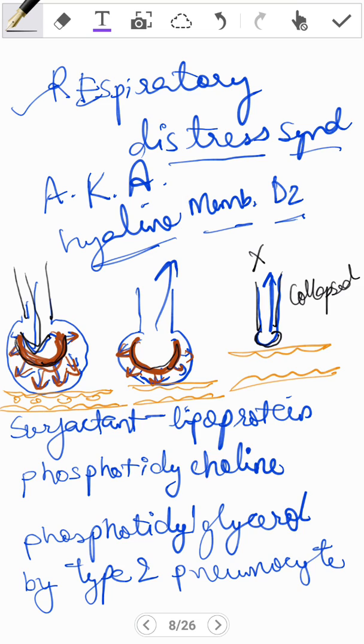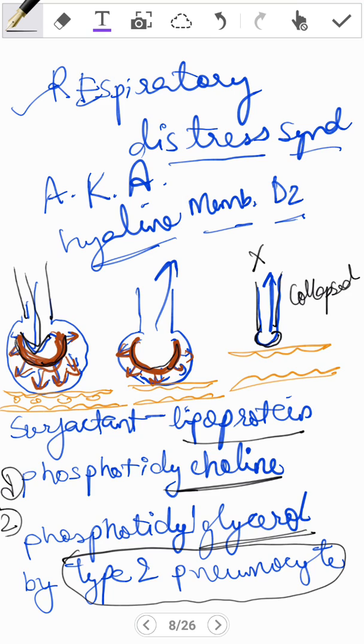So why do you need surfactant? To keep the surface tension away from the alveoli, and to keep them contracting and relaxing as you inhale and exhale. So what is surfactant? Surfactant is a lipoprotein which has two components, the first being phosphatidylcholine and the second being phosphatidylglycerol. Both of them are produced by type 2 pneumocytes. This is a high yield association. You have to remember that this is being produced by type 2 pneumocytes.